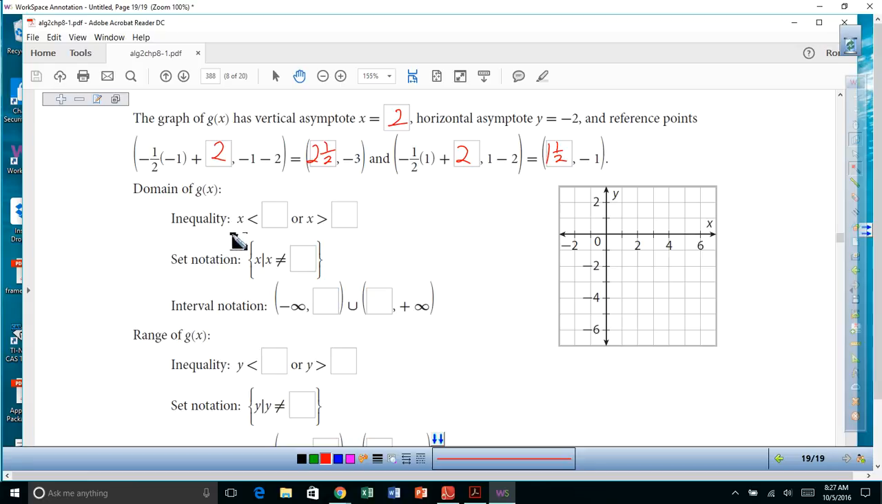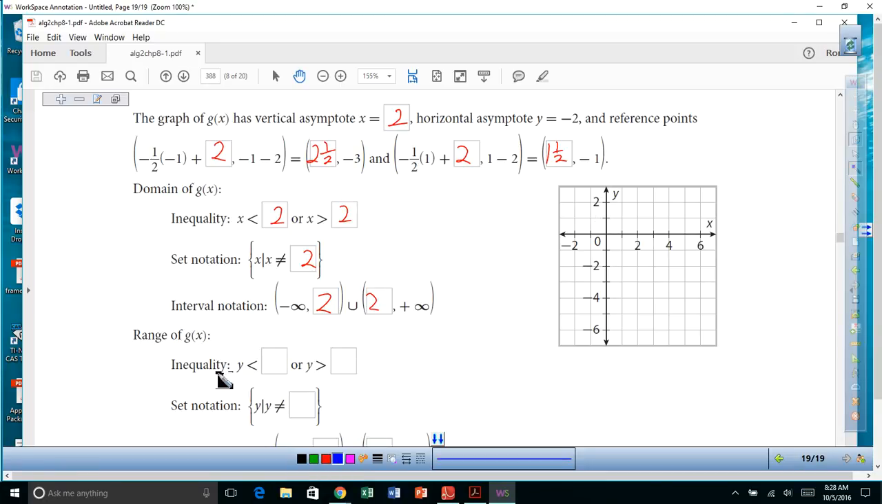All right. So the domain is going to be x is less than 2 or x is greater than 2. In set notation, x such that x is not equal to 2. And in interval notation, negative infinity to 2, union 2 to positive infinity. Great.